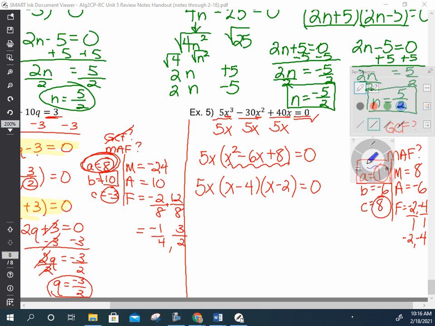Remember, think about your steps. First step, equation's got to be equal to 0. It's already equal to 0. Second step is to factor it. So in this case, we have to factor it twice. Greatest common factor, and then MAF. That's fine. We'll live.